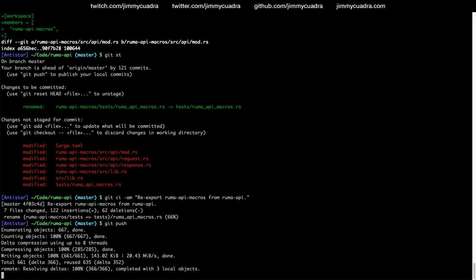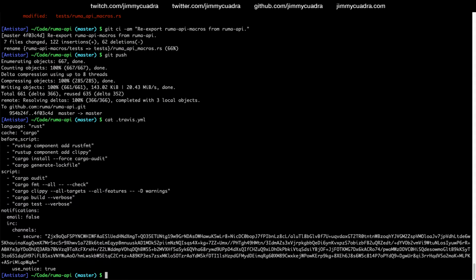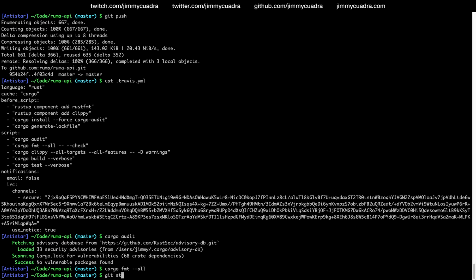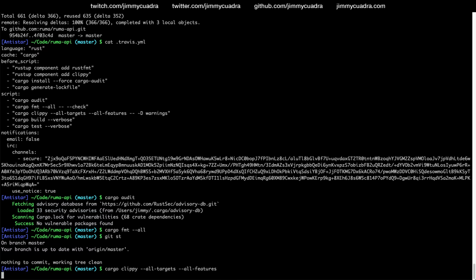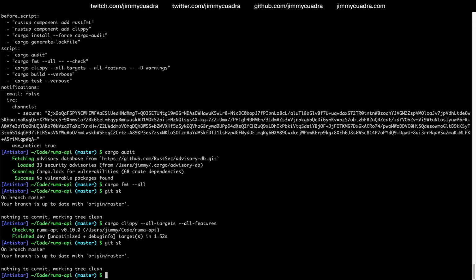I should have run cargo format and cargo clippy and all that nonsense, because I think, let's see, cat Travis. Yeah, so I want to run cargo audit, otherwise this is all just going to fail. Cargo format, all. Oh, okay, good. Cargo clippy, all targets, all features. Let's make sure that this does not give me any warnings. Oh, okay. So I lucked out. I didn't actually have any mistakes, so it was fine to have pushed that up.